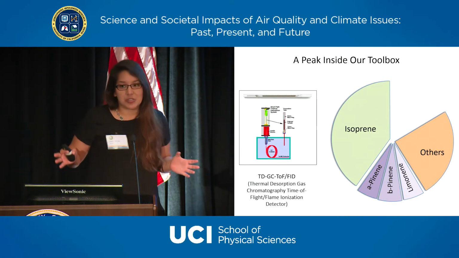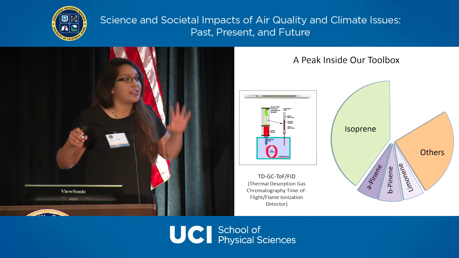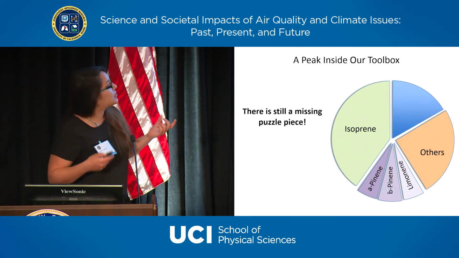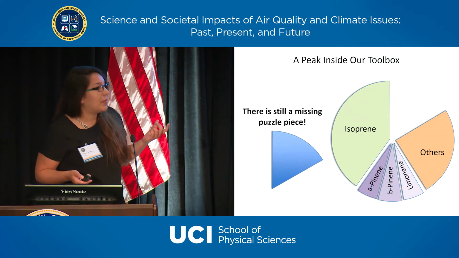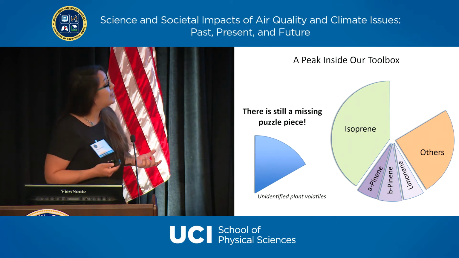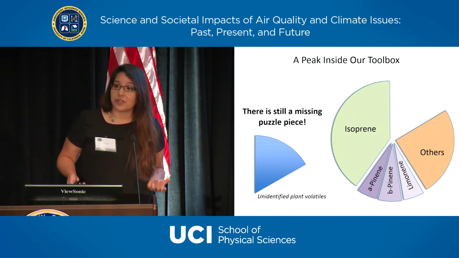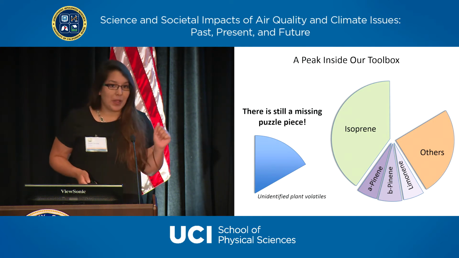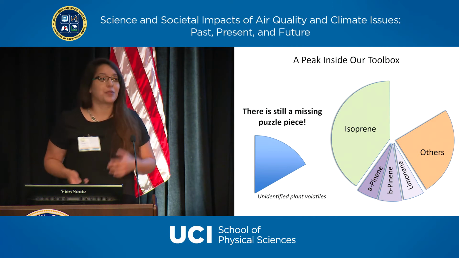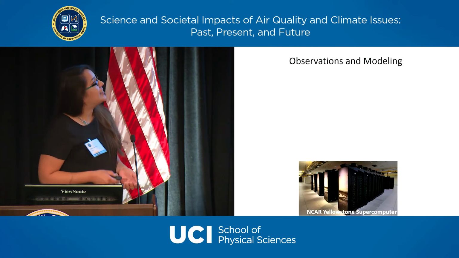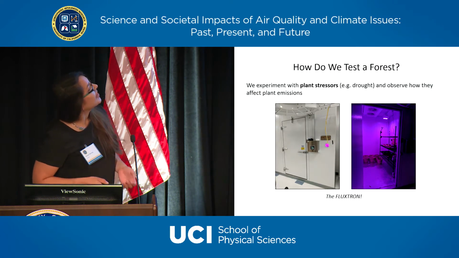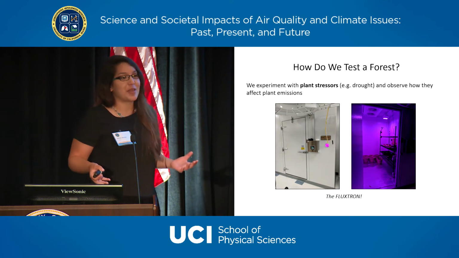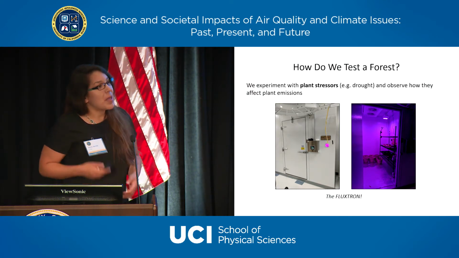So even with all these instruments, including others that analyze NOx or ozone, there's still a missing puzzle piece. And so these are some unidentified plant volatiles, or BVOCs, and they might be those that are due to stress that Alex was talking about. So what do we do then if we don't know what this piece is? Well, we head out of the forest and we go into the laboratory. And there we move on to the fluxtron, so our big plant chamber that Alex mentioned. And in the fluxtron, we can then make our hypothesis.